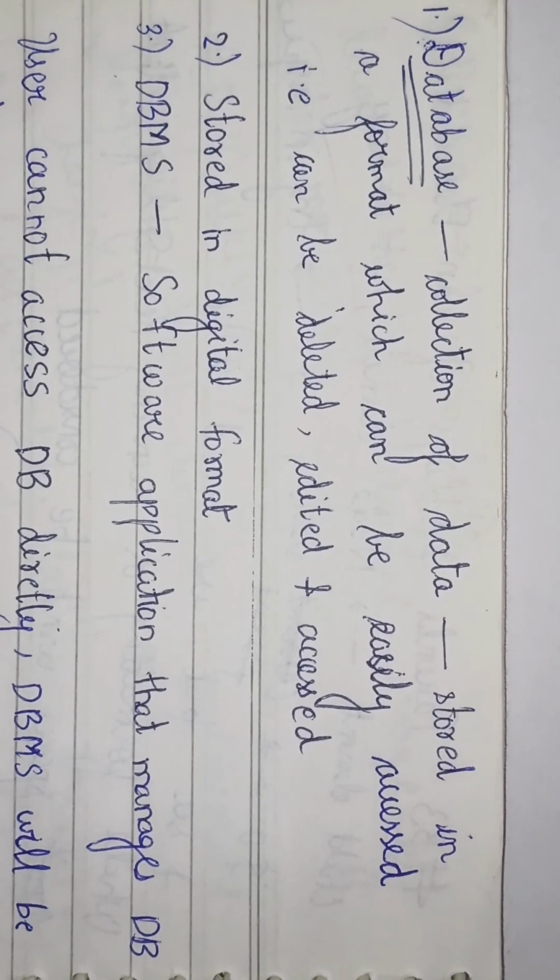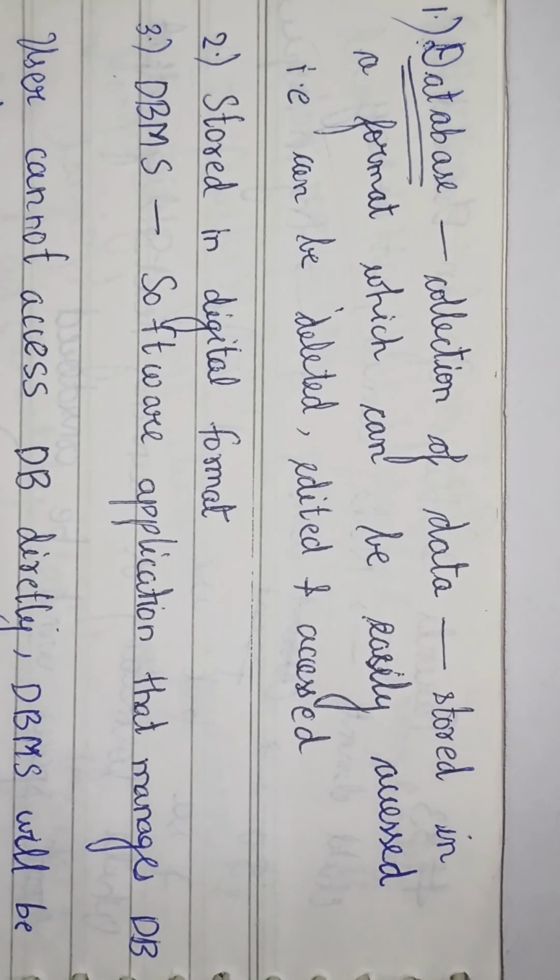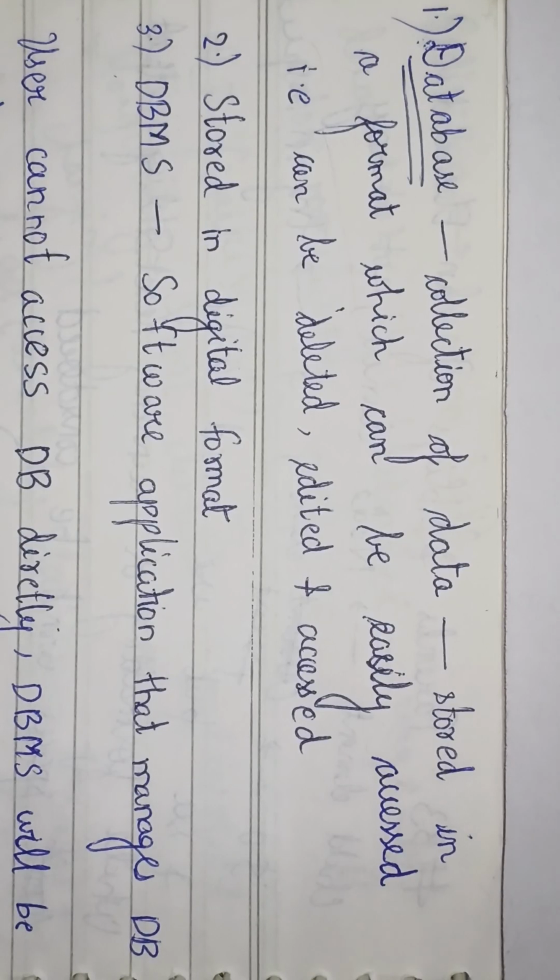Next comes what is DBMS. DBMS stands for Database Management System. It's a software application that manages our database. This DBMS is used to create the databases, manage the databases, and organize databases. So basically, database will have the data, interrelated data, and DBMS is a software application which manages our data.